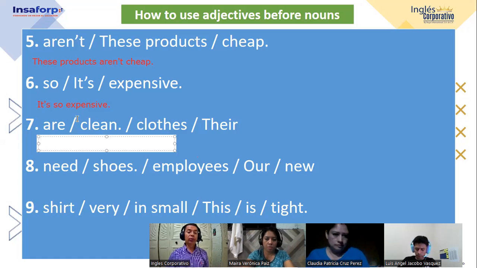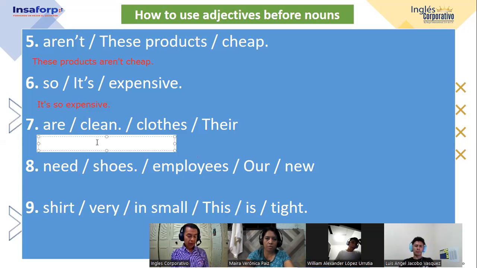Good. Now let's go to group number 1 again, please. There are clean clothes. Very good. Aquí hay un error. Aquí no es there, es they, right? They are clean clothes. Yes. Very good. Again, otra vez estamos usando el verbo to be con un nombre y luego el adjetivo. Yes. Okay. Very good.